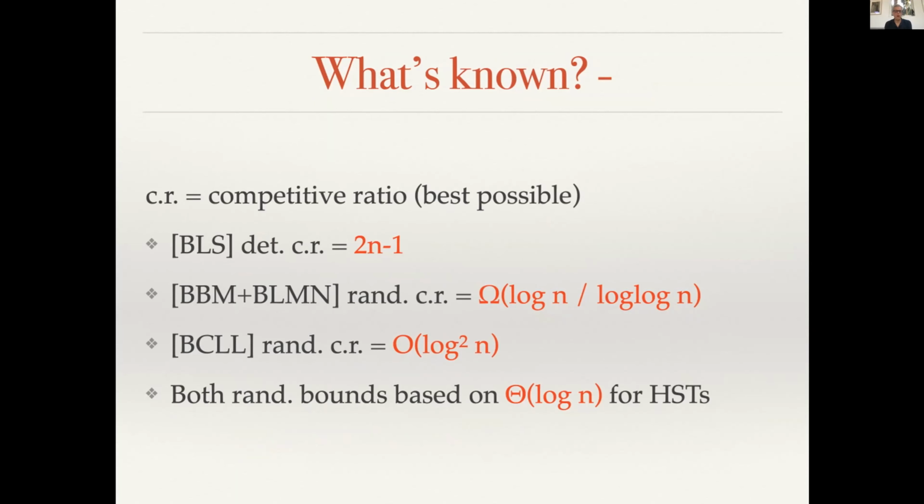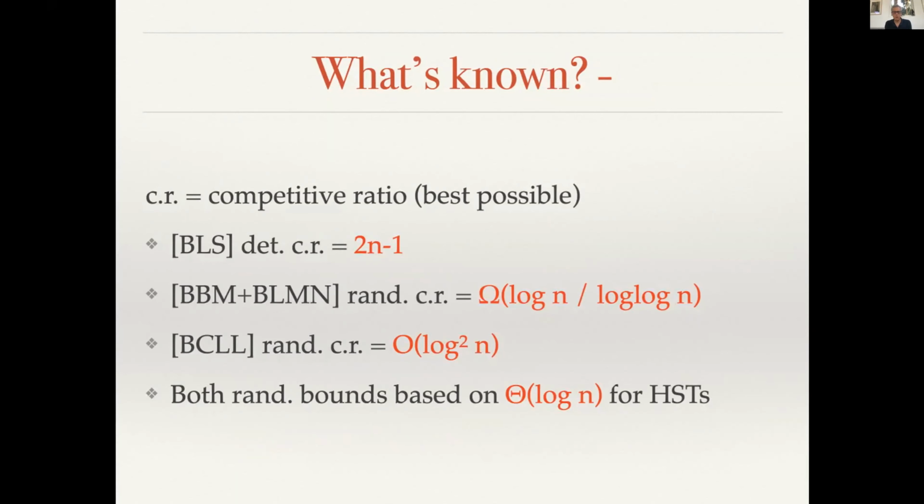And it's been known for a while, following a rather long sequence of papers culminating in two papers of Bartal et al., that the randomized competitive ratio is at least omega of log n over log log n. And in fact, for some metric spaces, theta of log n is known. All of these metric spaces are hierarchically separated trees or specific versions of them, such as uniform metric spaces. And this is conjectured to be the truth in every metric space.